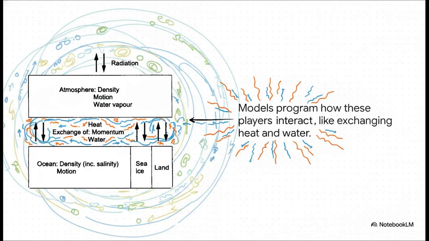And what's really crucial here is that the model doesn't just simulate these 5 parts by themselves. It simulates how they interact. You know, that constant exchange of heat and water between the atmosphere and the ocean is a perfect example. It's this coupling of the systems that makes the model a true representation of our dynamic planet.